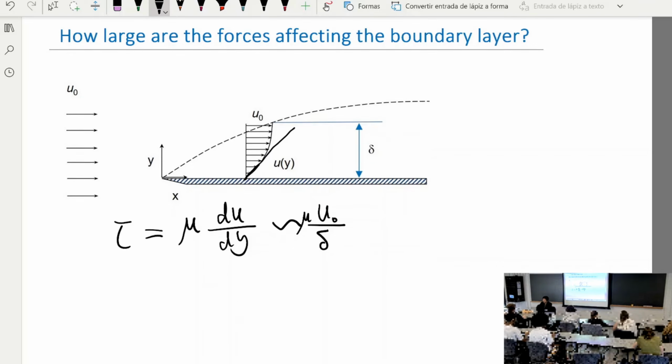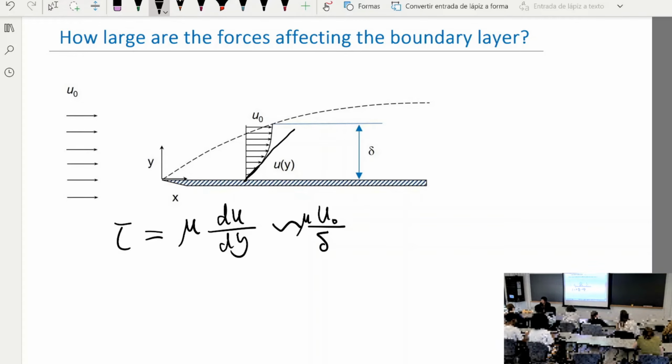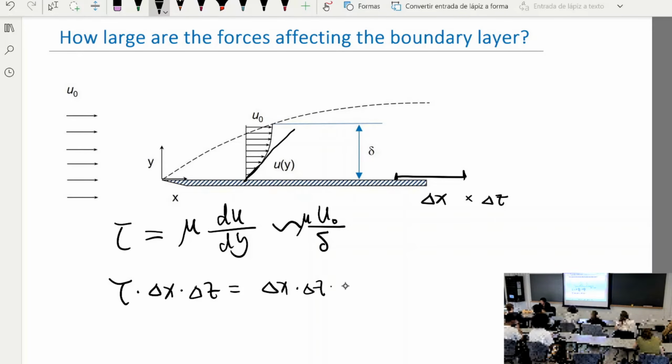Now what is the force? Let's consider an area that is delta x by delta z, where delta z is in the third dimension, the dimension into the board. As I said, tau is force per area, so the force is tau times delta x times delta z. That is delta x, delta z times mu. Well, I shouldn't say equal, it's on the order of u naught over delta.